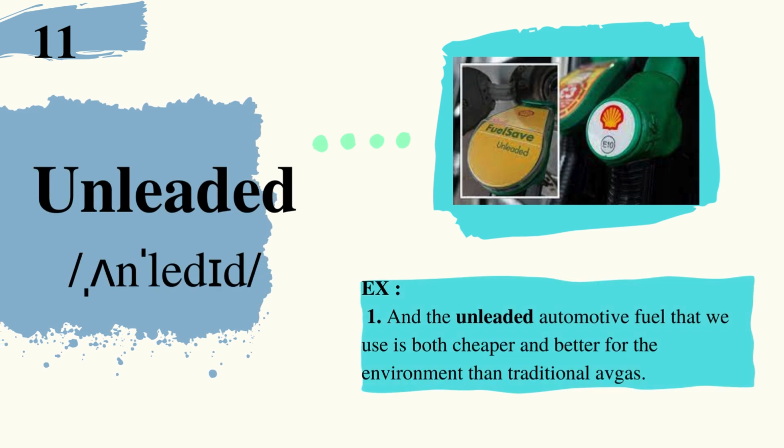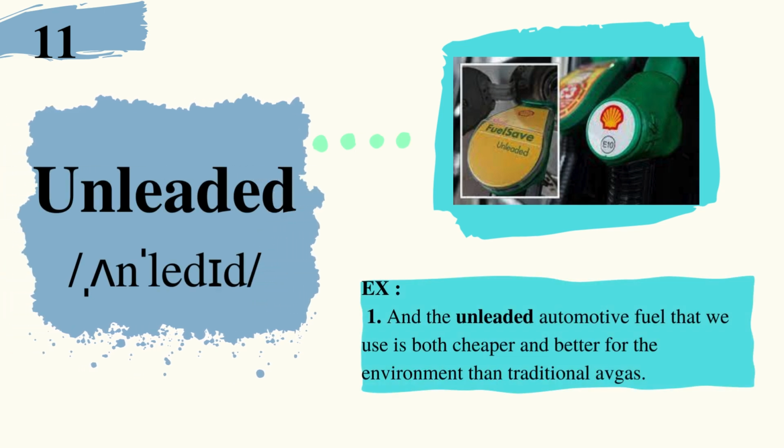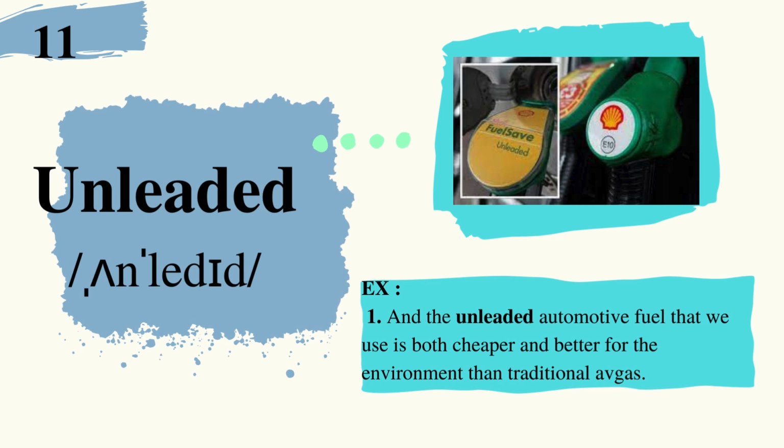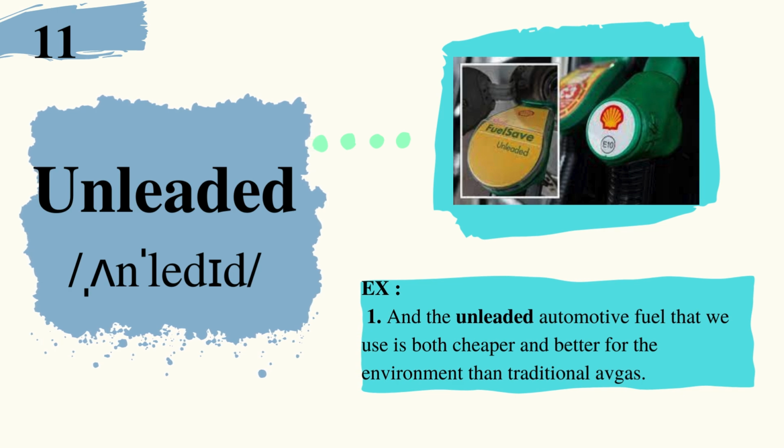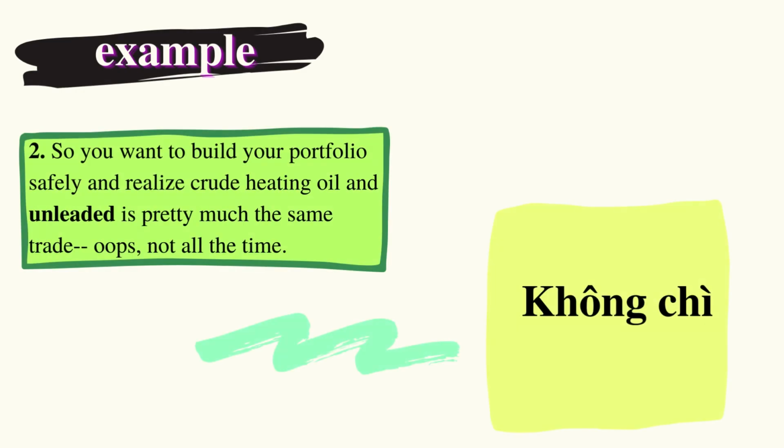11. Unleaded. Example. And the unleaded automotive fuel that we use is both cheaper and better for the environment than traditional avgas. So you want to build your portfolio safely and realize crude, heating oil, and unleaded is pretty much the same trade. Oops, not all the time.